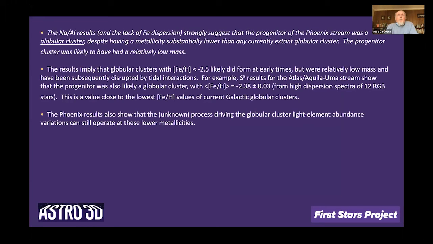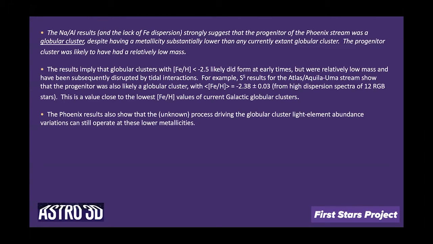So the sodium-aluminium results and the lack of dispersion in Fe/H really do suggest that the progenitor of Phoenix was a globular cluster, despite having a metallicity lower than any one we have at the moment. So that really does imply that globular clusters below minus 2.5 likely did form at early times, but they've been subsequently disrupted by tidal interactions. The S5 group has actually also studied another stellar stream that has a globular cluster progenitor from a lack of Fe over H variation, and it also has quite a low abundance of minus 2.4.